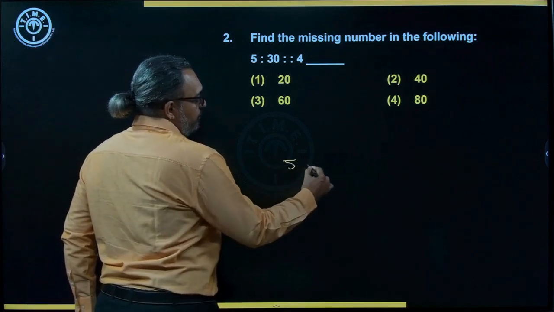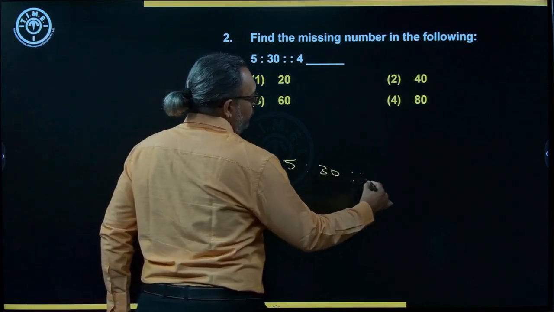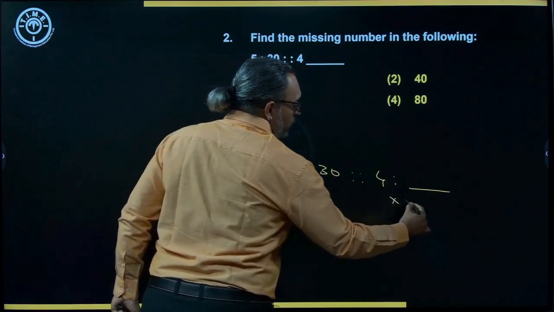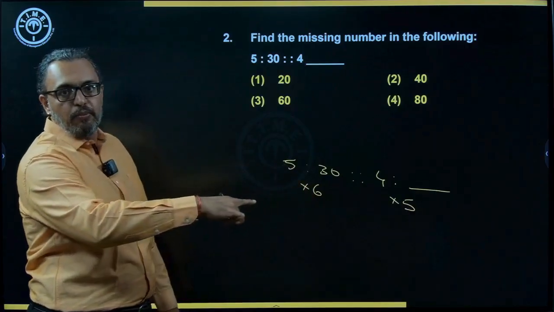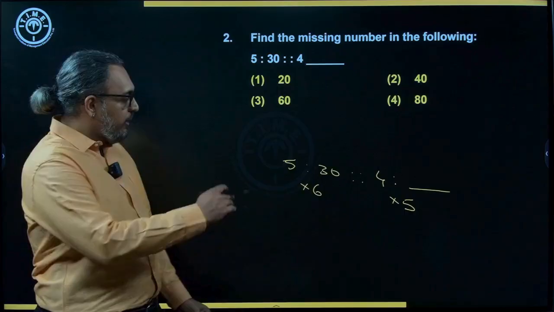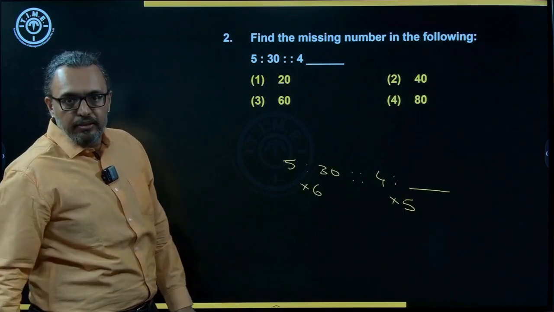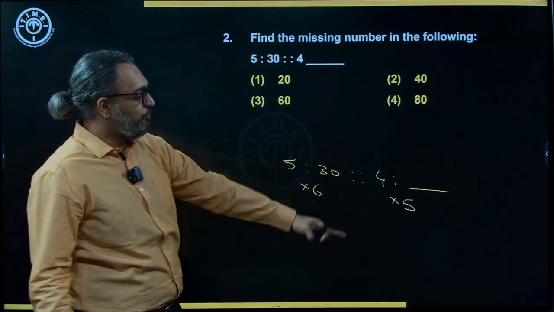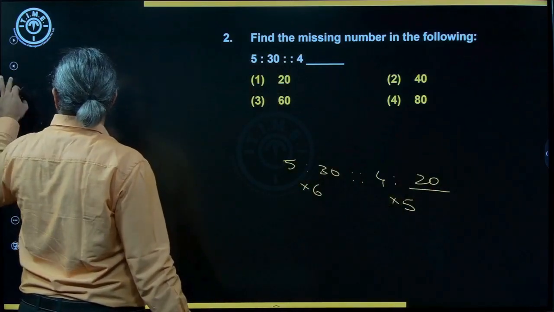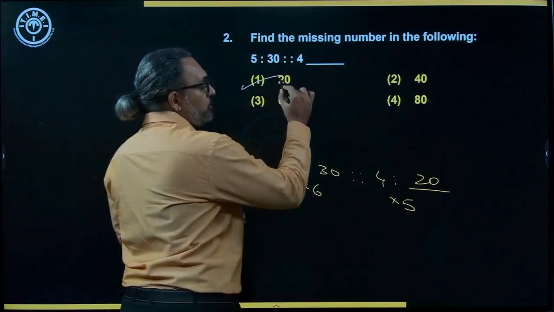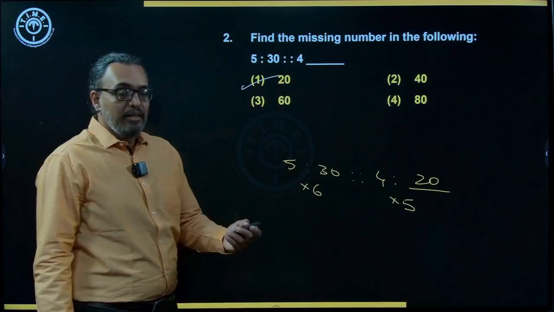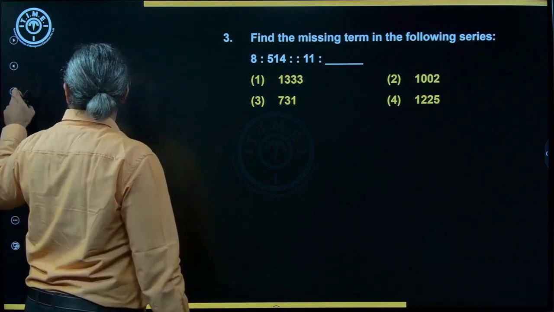Then next, we have 5 is to 30. Similarly, 4 is to blank. So I can say into 6 is 30. So into 5, because it is the next number you are multiplying. First you do into 6 only, 24, but I don't have 24. That is why you take the next number. 5 multiplied by next number, 4 multiplied by next number, that gives you 20. And I do have an option, choice 1. Correct?